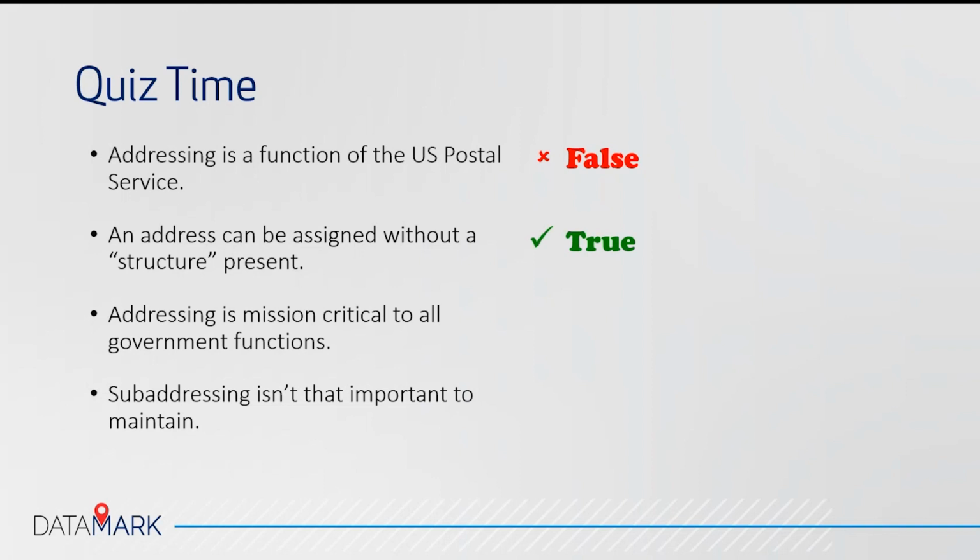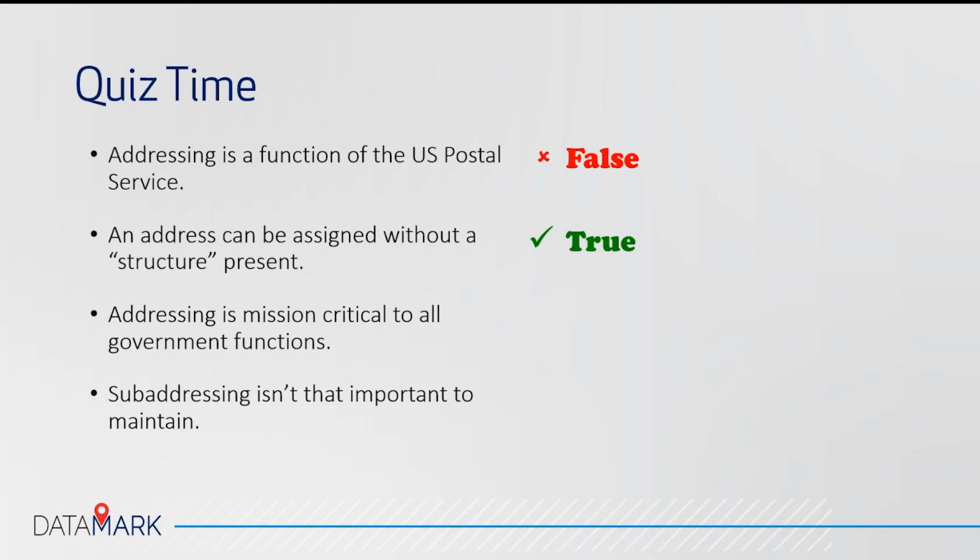An address can be assigned without a structure present. This is true. We are assigning addresses to a lot of different things these days. And NG911 is really compelling us to have a closer look, maybe a more critical look at how we're assigning numbers. So you can assign them without a structure being present.